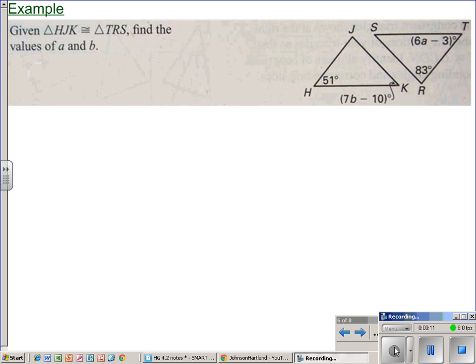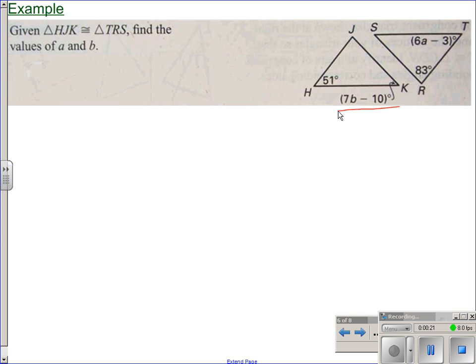Given these two triangles are congruent, find the values of A and B. So, I'll start with angle B first. That's this angle in the picture right here. That is angle K. So I'm going to go back to the congruence statement. Angle K corresponds with angle S because they are the last letter written. So angle S is up here, but I really don't know anything about it. So can't do much yet.